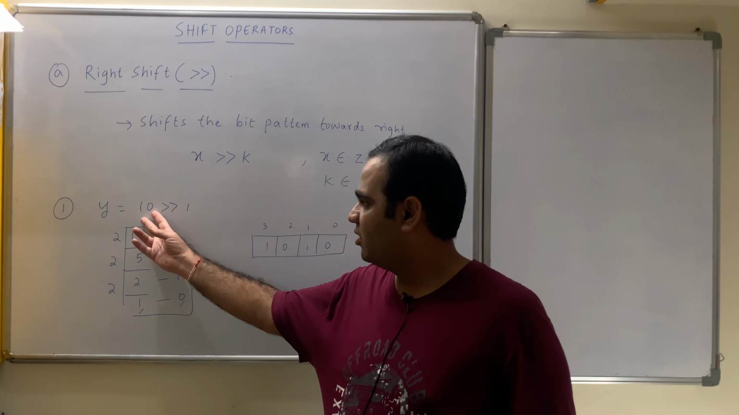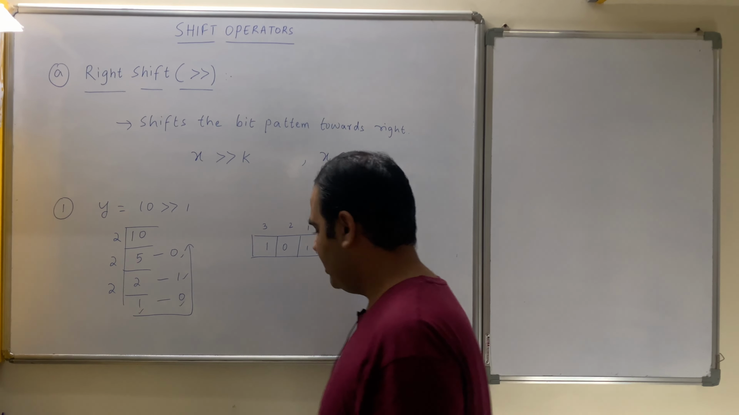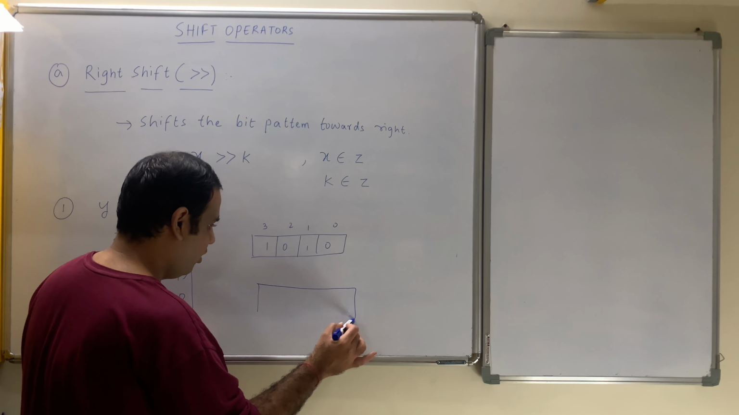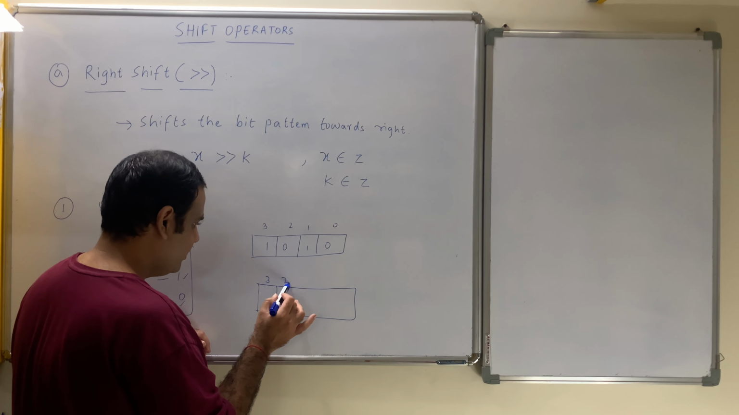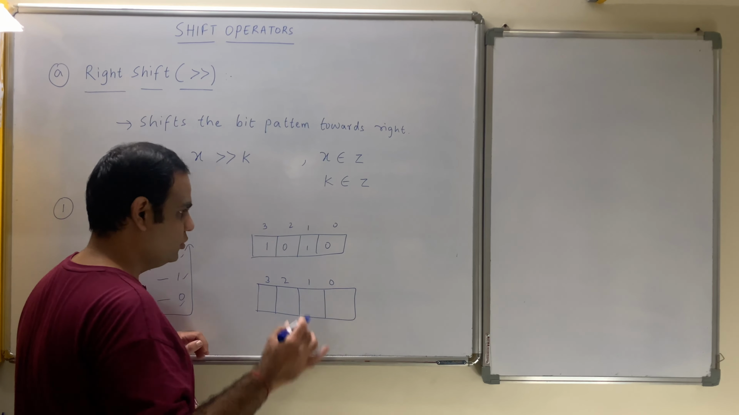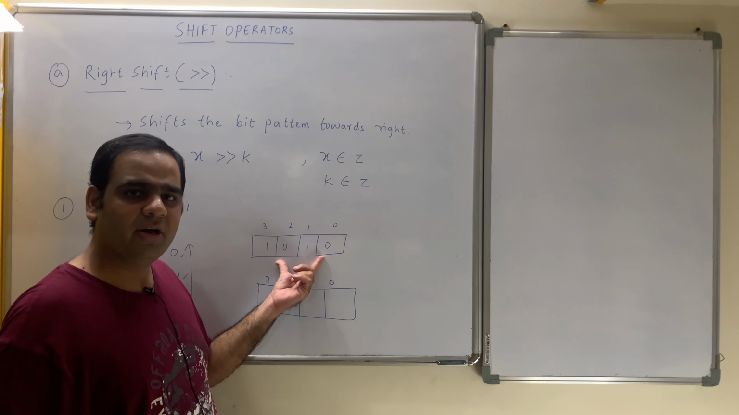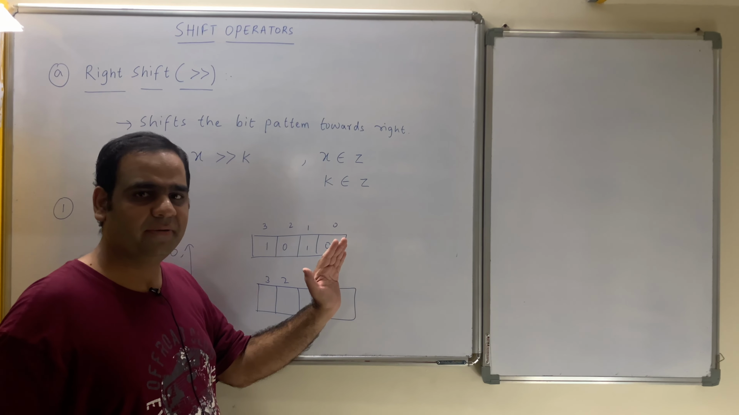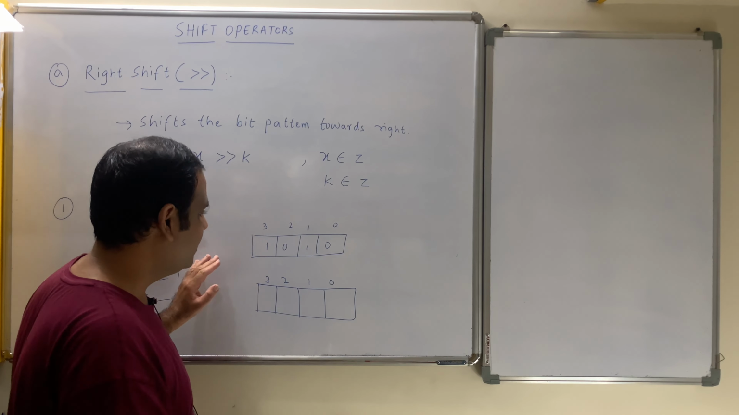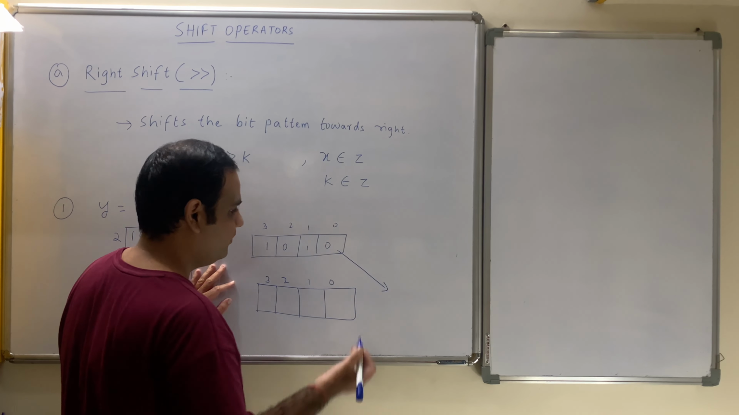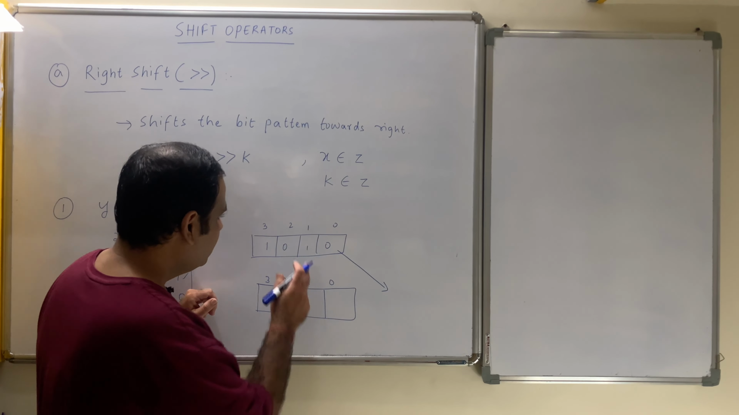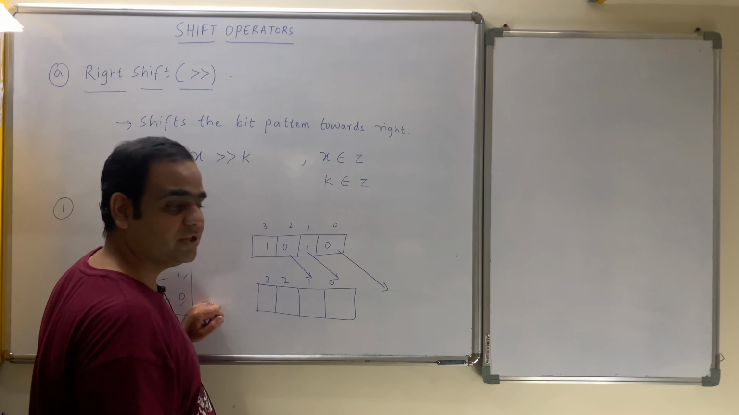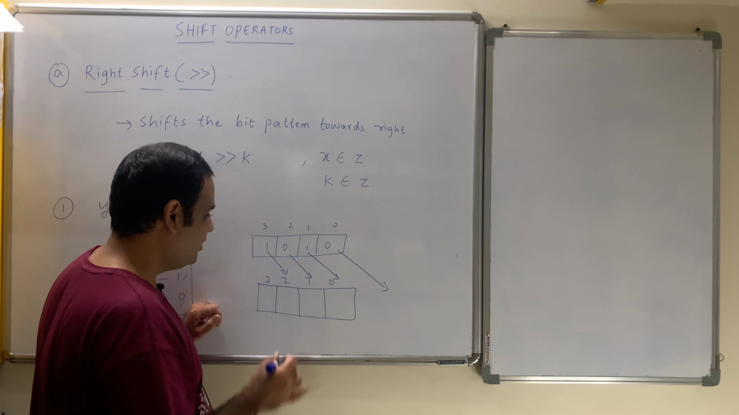Now this bit pattern of 10, we have to push it towards the right. Now if we push it towards the right, what happens? Let's see. Now this is the third bit, second bit, first bit, 0th bit. These are 4 friends sitting on a bench, and you are pushing them towards the right. What will happen? The 0th bit will fall down, the 0th bit will be lost. The first bit will come at the 0th bit position. The second bit will come at the first bit position. The third bit will come at the second bit position.